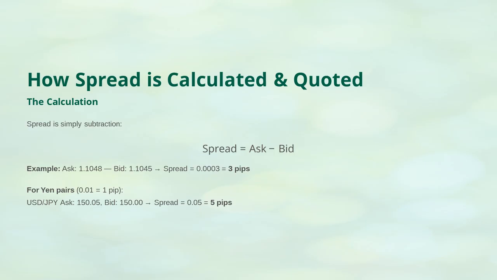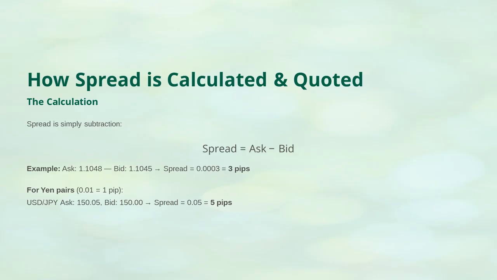Let's put this in context with a concrete example and look at how spread is displayed on your trading platform. Here's a typical quote for euro to US dollar. You'll see the bid at 1.1045 and the ask at 1.1048. The spread is simply the difference.